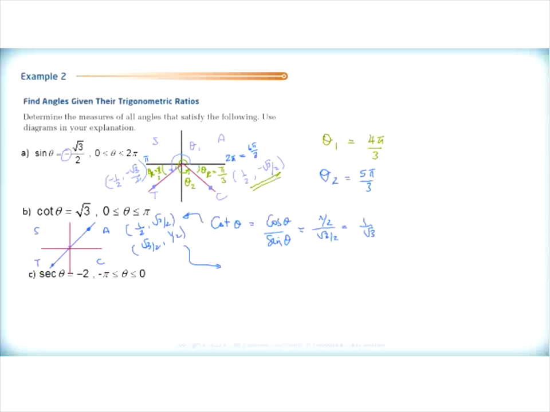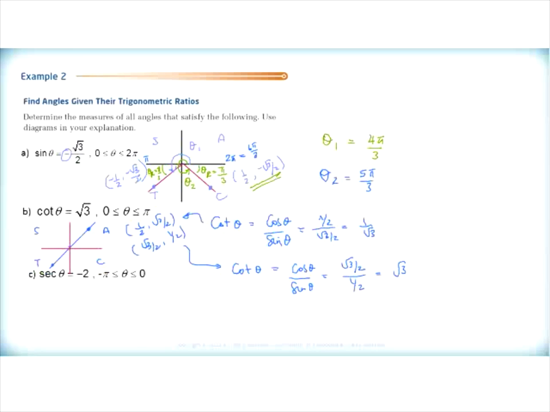Let's try this point here. The cotan of theta, using this point, is going to be cosine theta over sine theta. Root 3 over 2 divided by 1/2. If I do root 3 over 2 divided by 1/2, it will give me root 3.